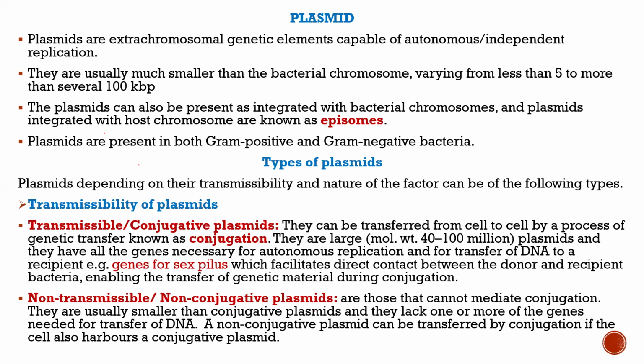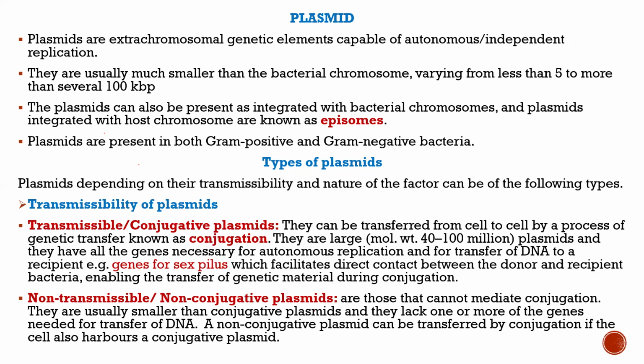So the non-transmissible or non-conjugative plasmids are the ones that cannot mediate conjugation, and they are usually smaller than the conjugative plasmids, and they lack one or more of the genes needed for transfer of DNA. A non-conjugative plasmid can be transferred on conjugation if they also harbor a conjugative plasmid. This is just the opposite of what I've explained.